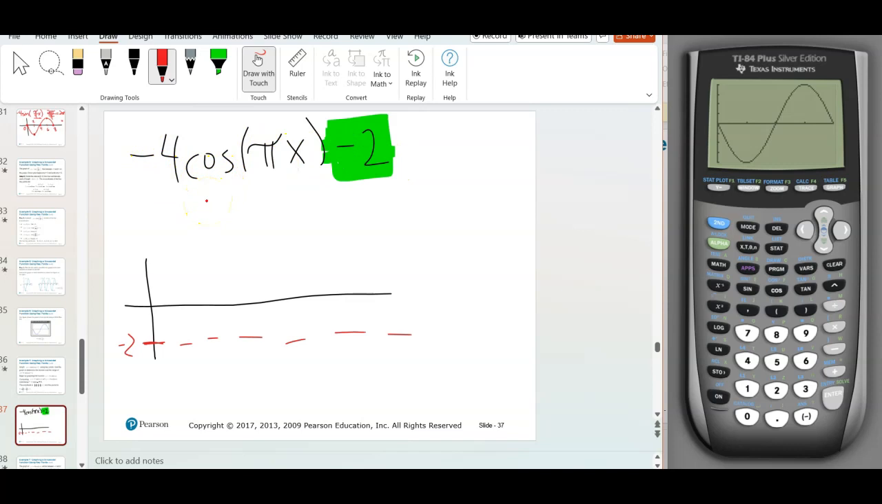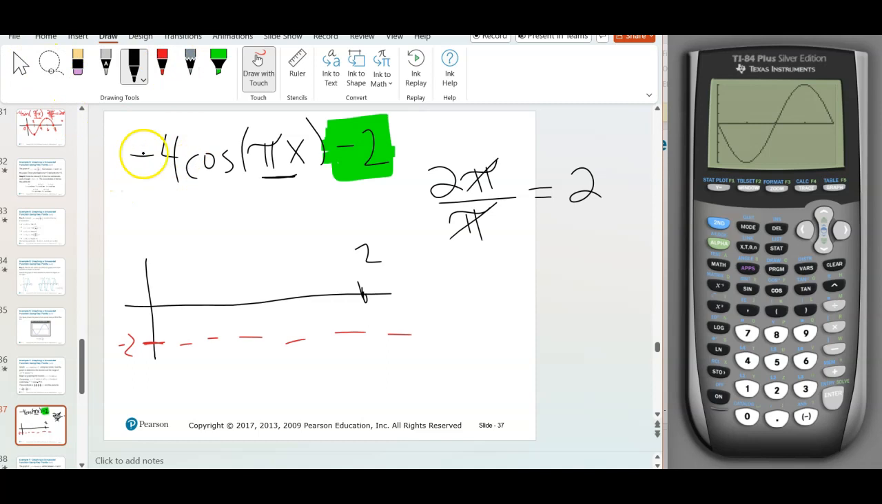Okay, so the first thing you always do is get your period. So we're going to take the 2 pi and divide it by the number in front of x. The pi's cancel, that just leaves us with a 2. So that's going to be a period of 2 units. So at 2 units, I'm going to be either at the max or the min. Again, it depends on the number that's in the front.